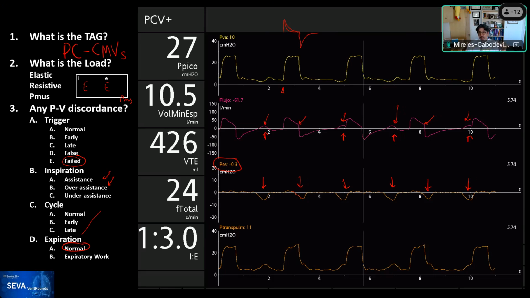Is this an inappropriately set trigger threshold, which could certainly be just based on what I'm seeing here, or is this over assistance, or what do I need to do? Is this severe obstruction and auto PEEP? Not the case, because the resistance doesn't seem to be increased, but it requires action from the team.